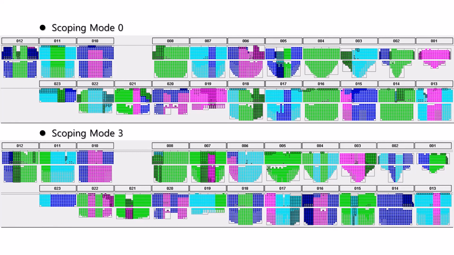at the ports of discharging, and the number of blocks with multiple PODs is less than in mode 0. In other words, from the above results, it can be confirmed that using the full scoping mode needs a longer calculation time by 20%, but it can obtain better results.